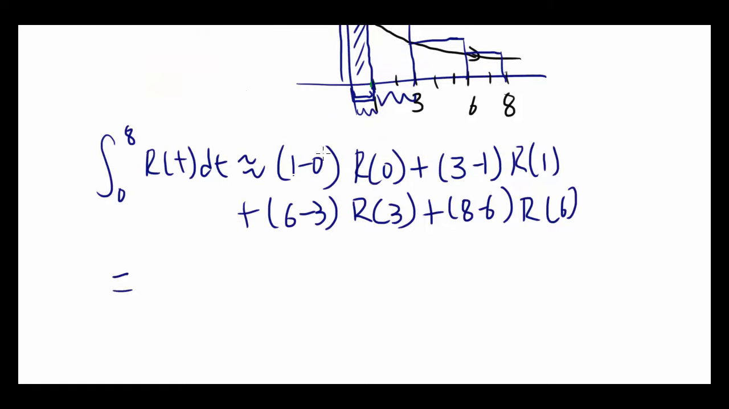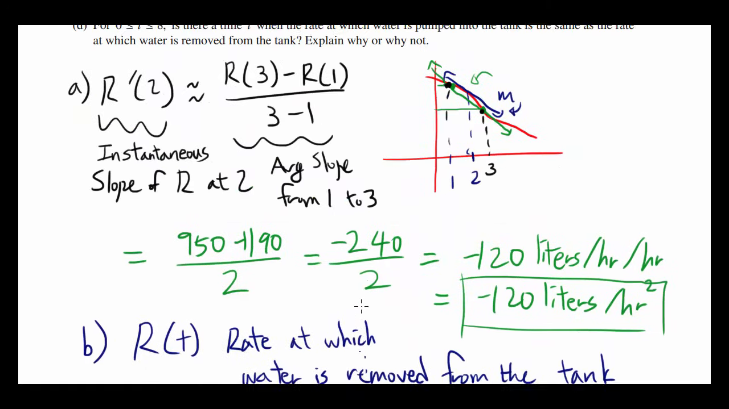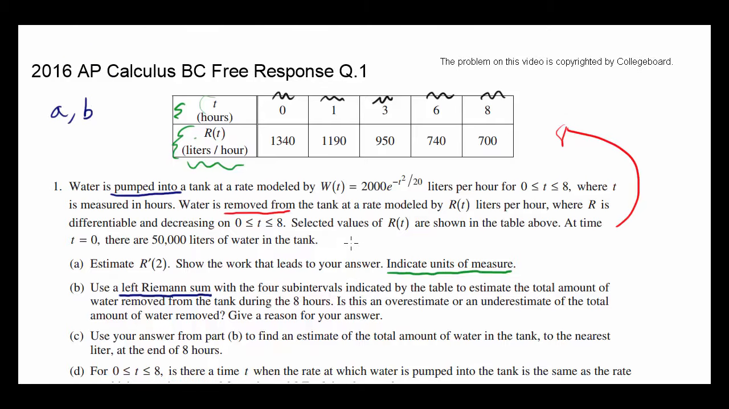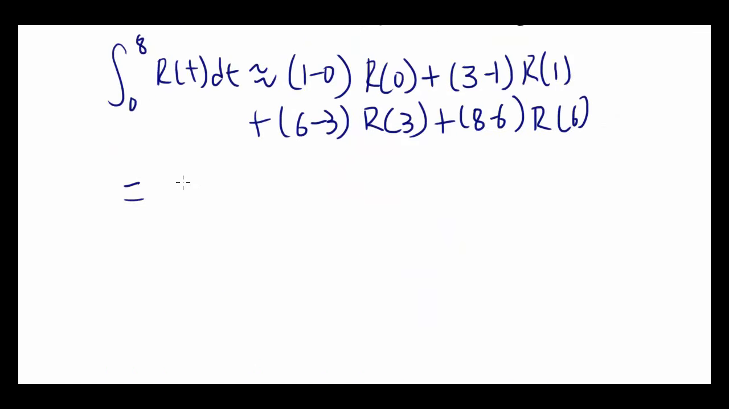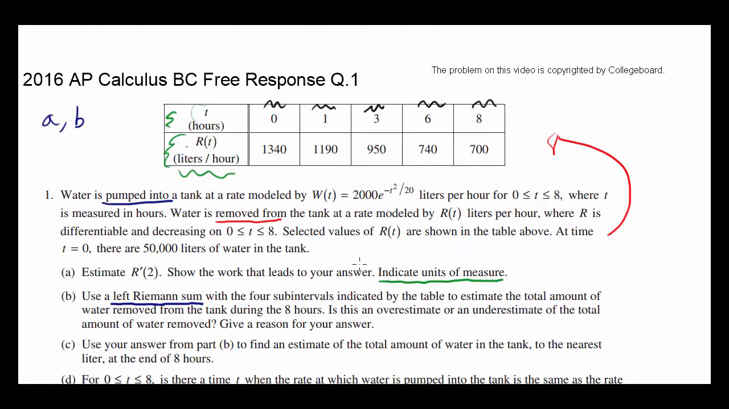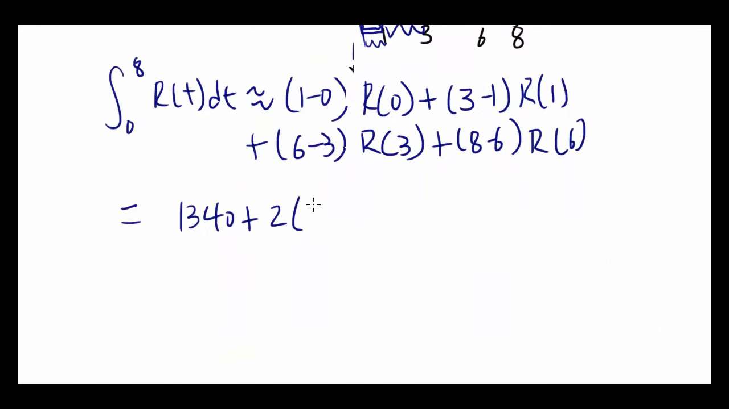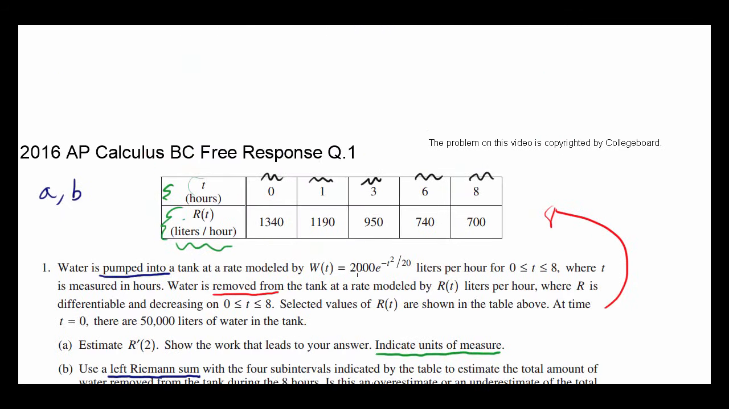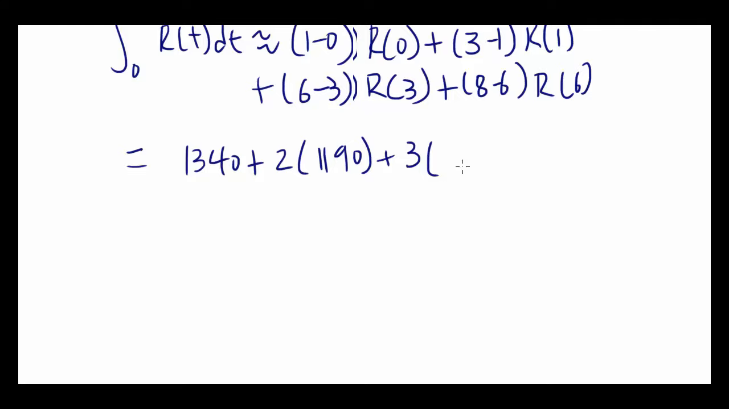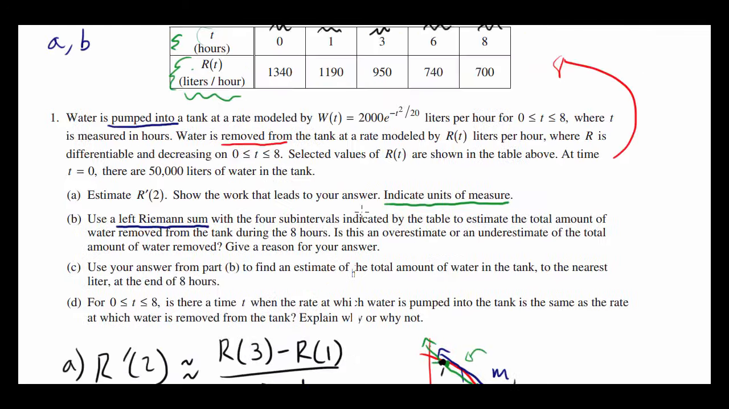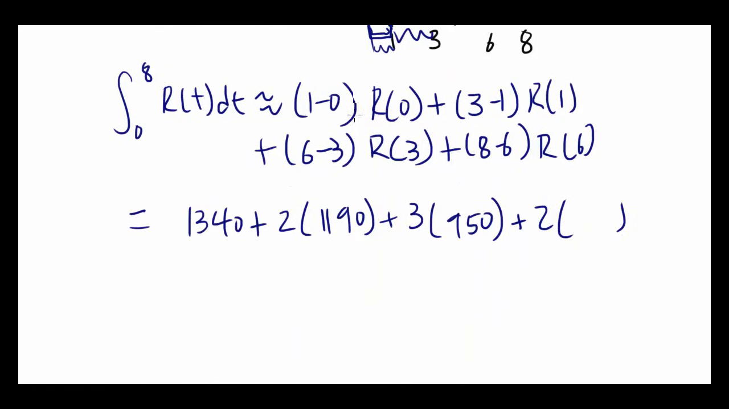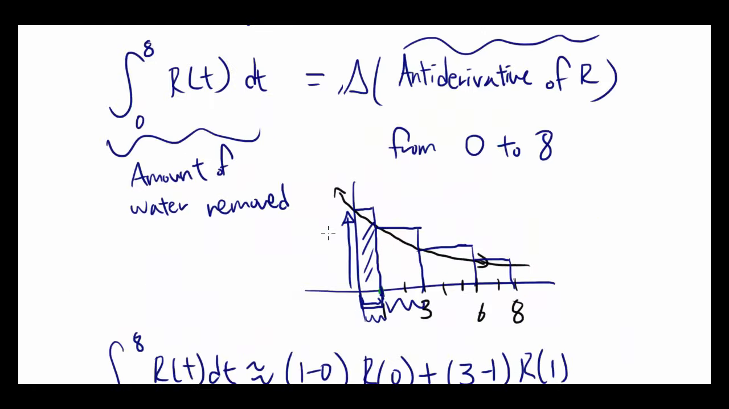What's this going to be? 1 minus 0 times R of 0. R of 0 is 1340. So 1340 plus 2 times R of 1. R of 1 is 1190. Plus 3 times R of 3, which is 950. Plus 2 times R of 6. What's R of 6? 740.